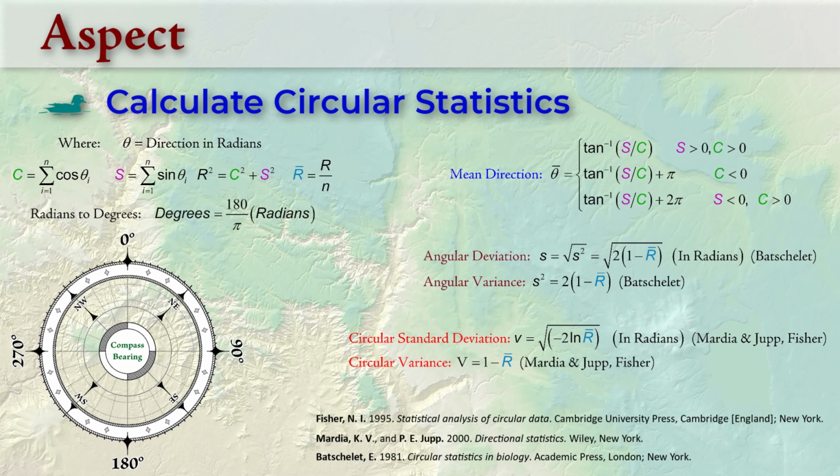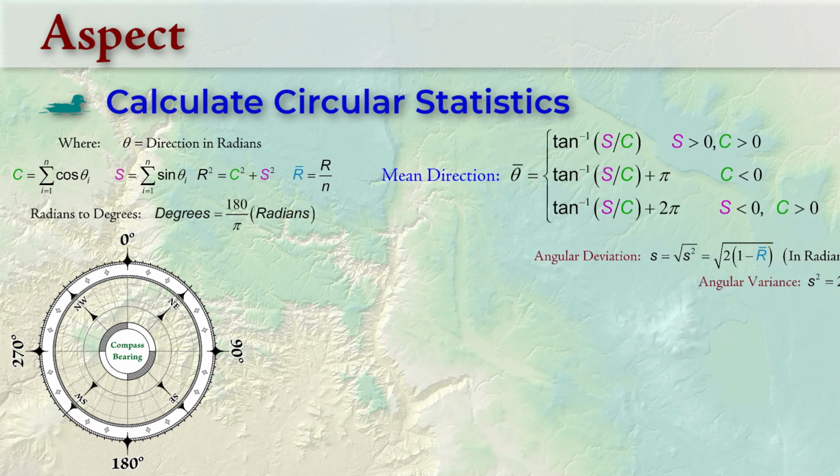Now, like most equations, these look a little intimidating and confusing at first glance, and I want to explain what they're doing, though, so you might find them a little more approachable. So let's start with mean direction, and we'll plot a few aspect values to work with.